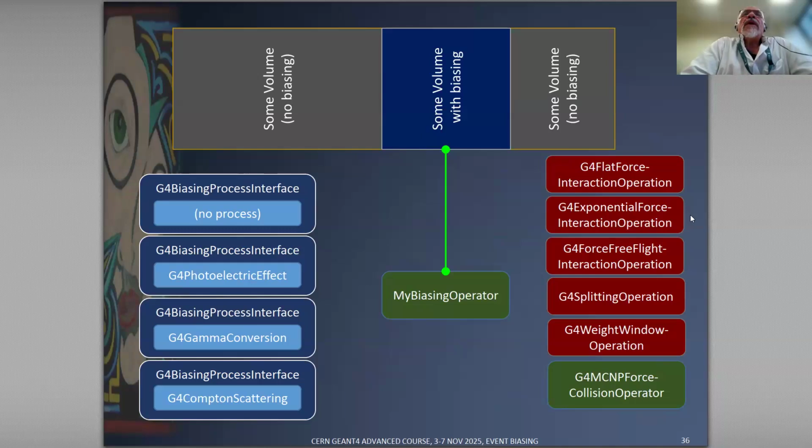The way it works is that we associate this so-called biasing operator with a volume. So this is a cartoon on how it works. On the left, we have processes which are encapsulated, and a biasing process interface with no process, which is here to do splitting and killing. So next slide. As long as the track is traveling inside the volume with no biasing, all the calls of the tracking that the interface is receiving are sent back to the underlying physical process. Next slide.